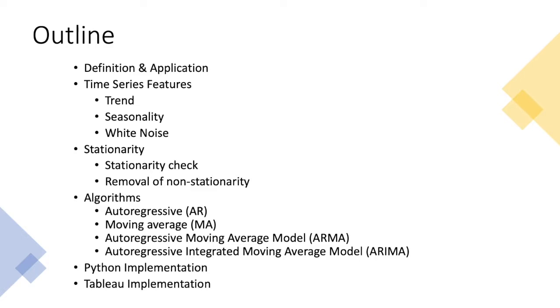First, I will spend some time talking about the definition and application of time series data and time series modeling. I will also cover the time series features. Some important features include trend, seasonality, and white noise. Stationarity is another important characteristic for any time series data. I will talk about how to do the stationarity check and how to remove the non-stationarity part from the time series data. Most importantly, I will spend time talking about different algorithms used to build the time series model.